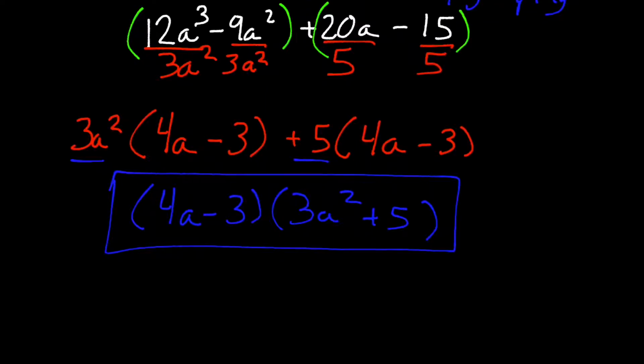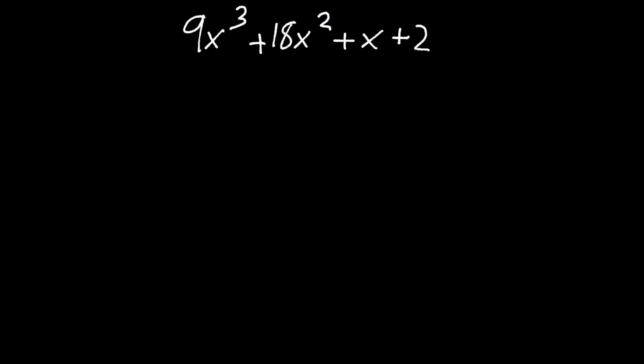Let's try another. Here's our next example of 9x cubed plus 18x squared plus x plus 2. Once again, we are going to group up the first two terms. I'll put them in parentheses. And we're going to group up the last two terms. I'm going to put those in parentheses as well. We need to find the GCF of our first and our second groups. So why don't you think to yourself, taking a look at these numbers, what do you think the GCF would be?